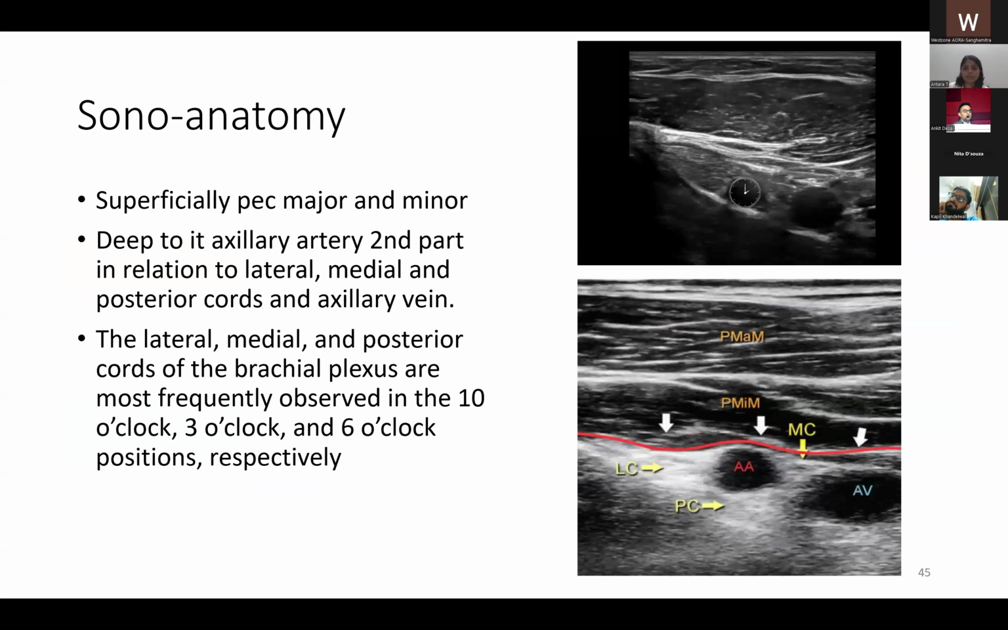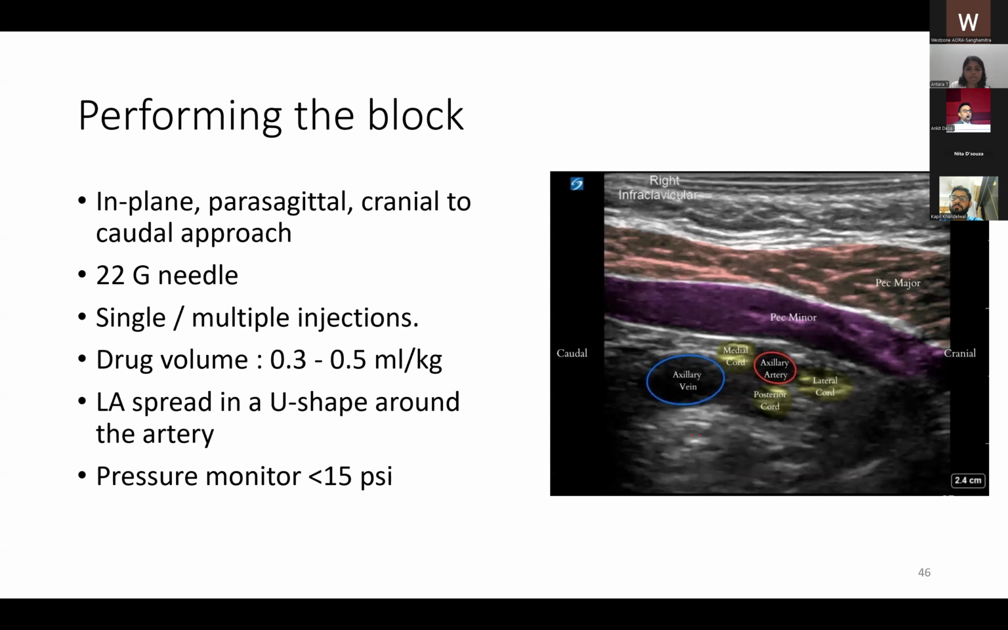So sonoanatomy, superficially we see pectoralis major and pectoralis minor. Deep to it, we see the second part of the axillary artery, and in relation to it, we see the lateral cord, posterior cord, and the medial cord, as well as the axillary vein. The lateral cord lies at the 10 o'clock position, the medial cord at 3 o'clock, and the posterior cord at the 6 o'clock position.